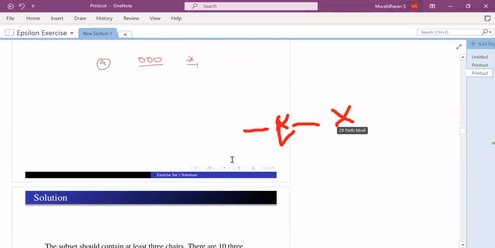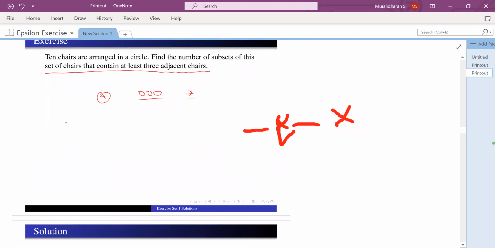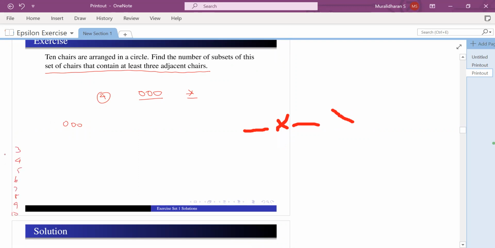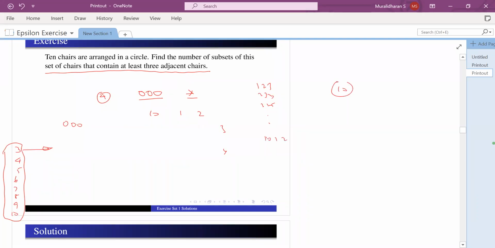The thing is, first of all, I have to look at all the cases: the set is only three elements, four elements, five elements, six, seven, eight, nine, and 10 elements. These are the different cases I have to consider. If I have three-element subsets, all three have to be adjacent. Suppose I number the chairs as 1, 2, 3, 4, etc. up to 10, the subsets are 1, 2, 3; 2, 3, 4; 3, 4, 5; etc. So there are 10 of these.